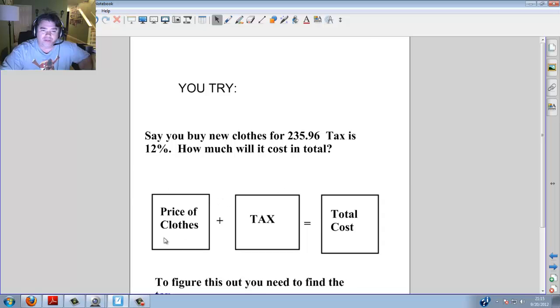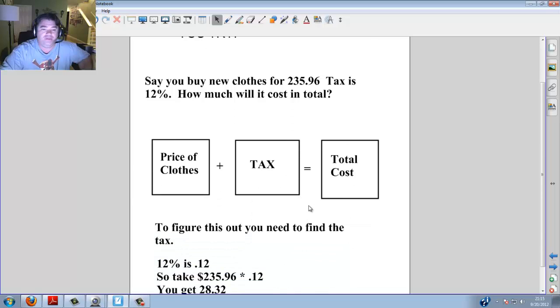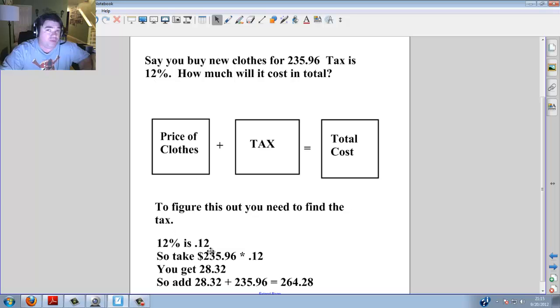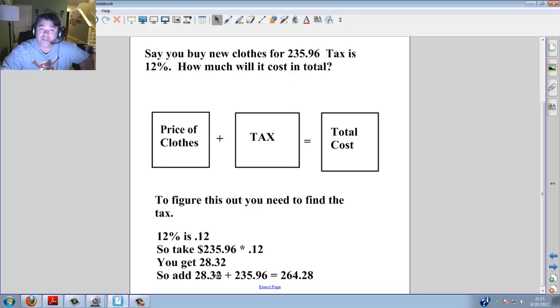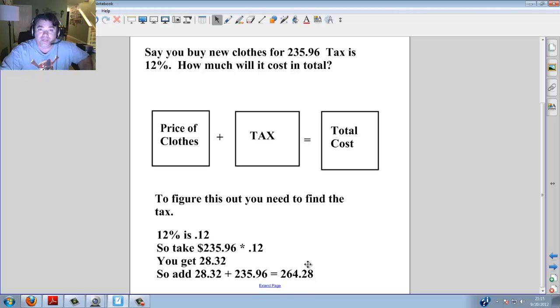Hopefully you did the following. Price of clothes plus tax equals total cost. Tax was 12%, which is 0.12. 0.12 times $235.96 gives you $28.32. $28.32 plus the $235.96 equals $264.28.